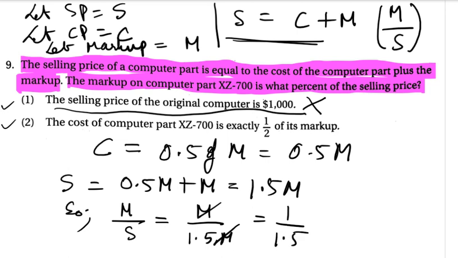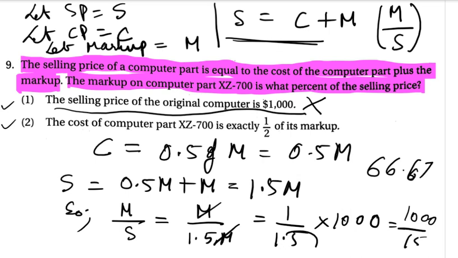Can we find percent over here? Yes, of course. If you multiply with 100, you can find a percent over here. So what percent will this be? Now you divide 1000 by 15, and 1000 divided by 15 will give you 66 point something. 66.67%. So you saw that from condition 2 we could find out the percent. So condition 2 is sufficient for us to find the answer of this question.